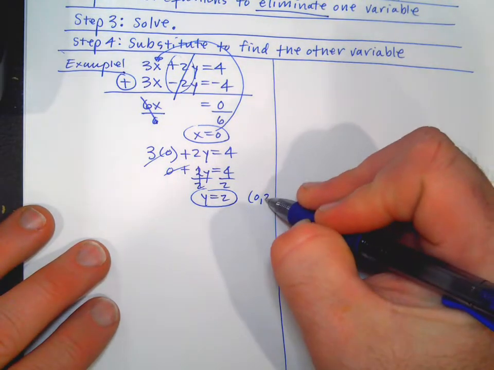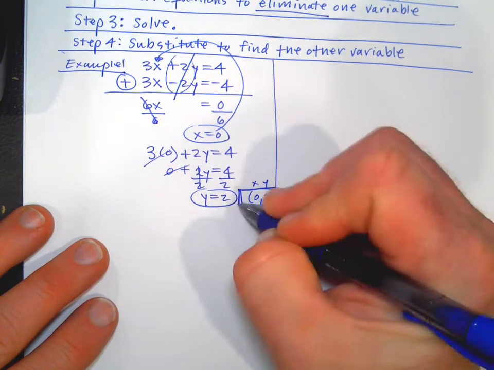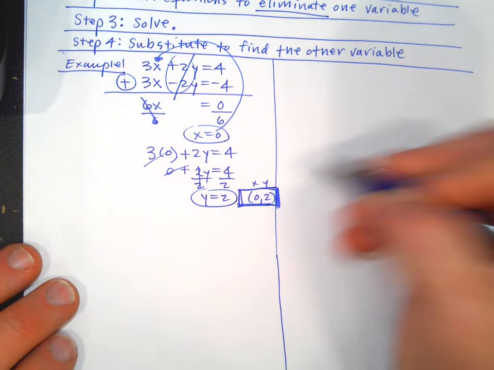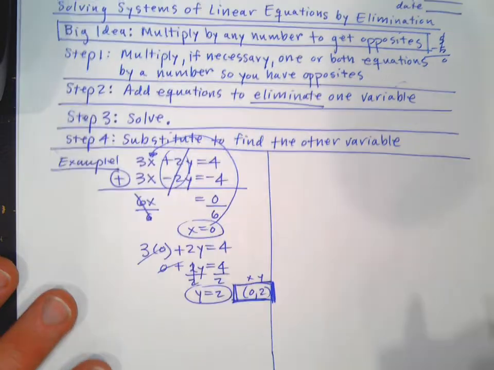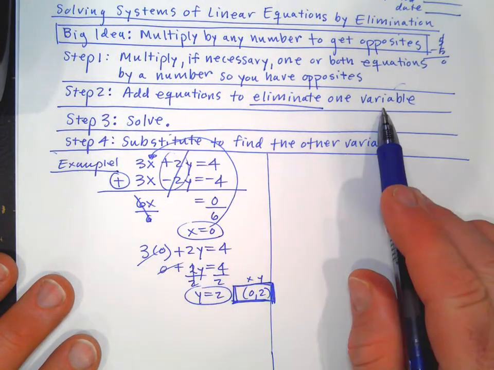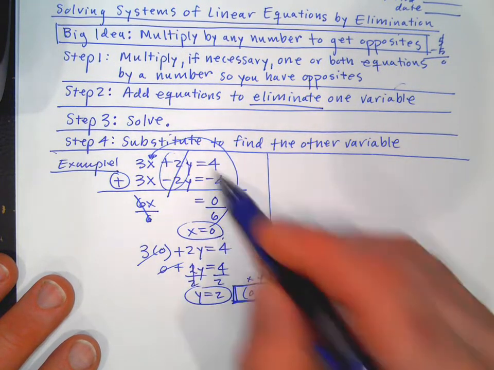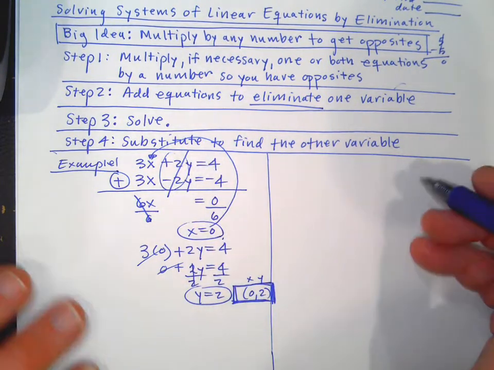X first, y second. For your final answer, it's an ordered pair in parentheses. Okay, so the first step, we didn't have to multiply. It was ready to go. Number 2, we added the equations. Then we solved for x. Then we substitute that into one of the other equations to find the other variable.